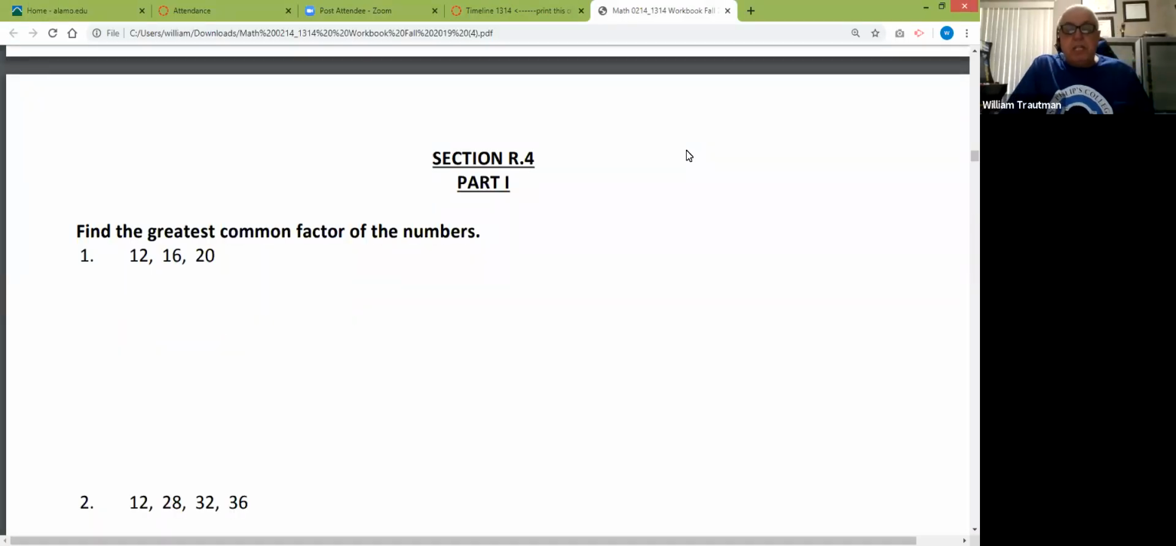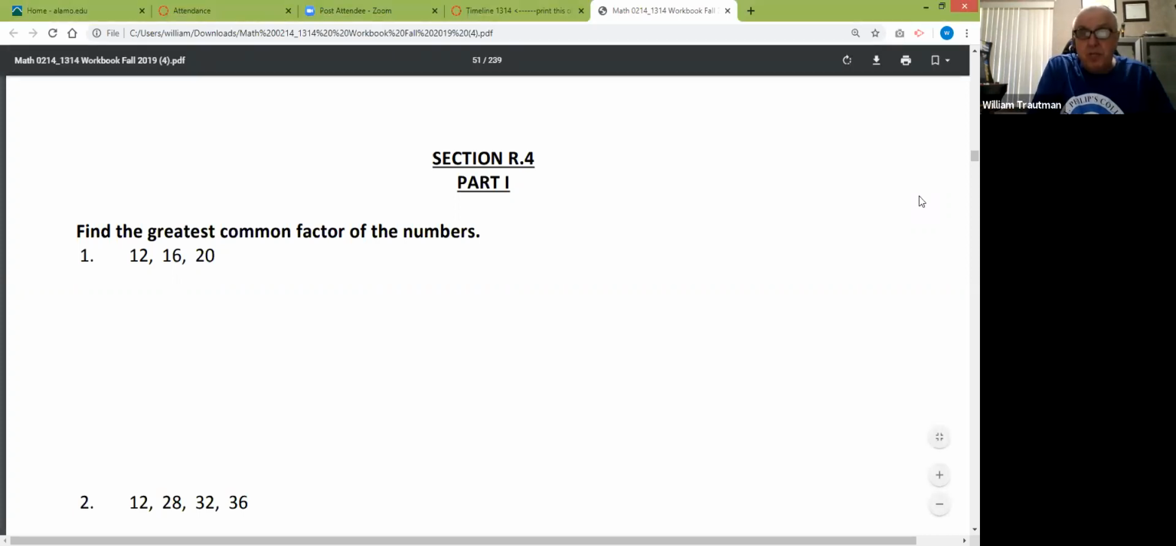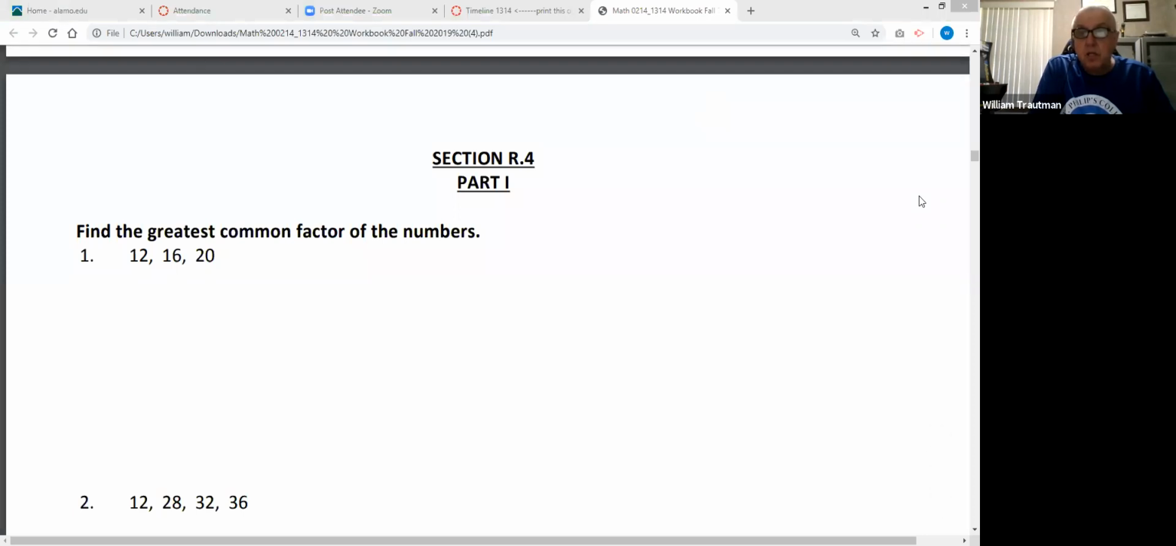All right, everybody. This is R.4 Part 1 Factoring. And there's quite a bit here. If you scroll down or look through your workbook, we have quite a bit here. Okay, so first it says find the greatest common factor.